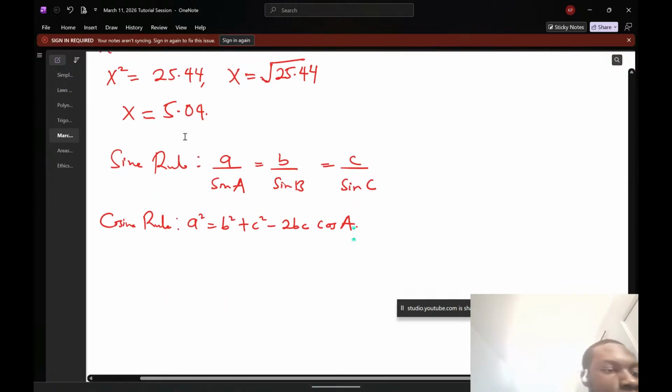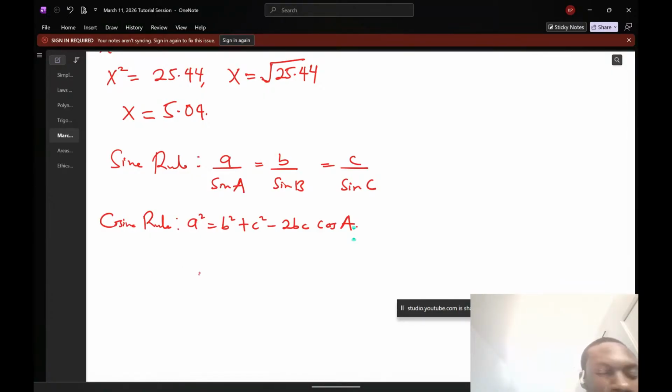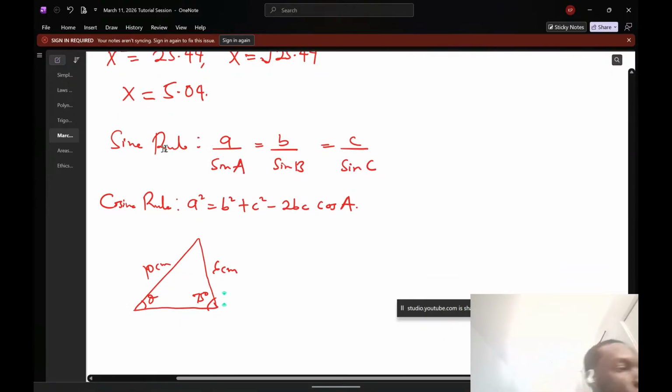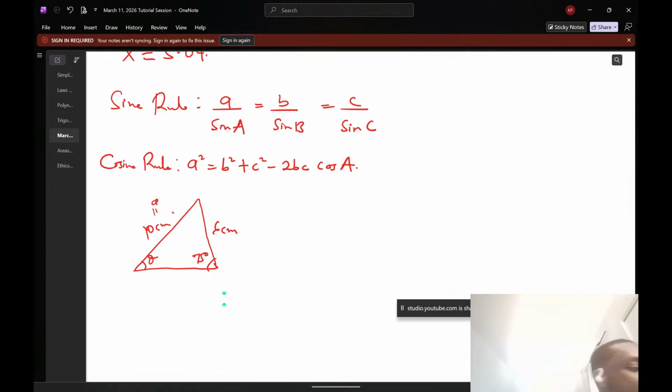Now I want to give one example on the sine rule. So let's assume we have a triangle that looks like this. Most of the time we use the sine rule to look for angles. To have a triangle like this, this is theta. This is 75 degrees. This is 10 centimeters. This is 6 centimeters. Because we're only given two sides, let's say this side is A and this side is B.